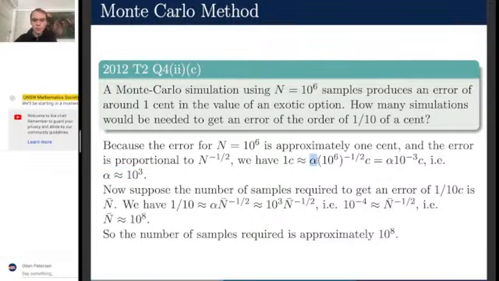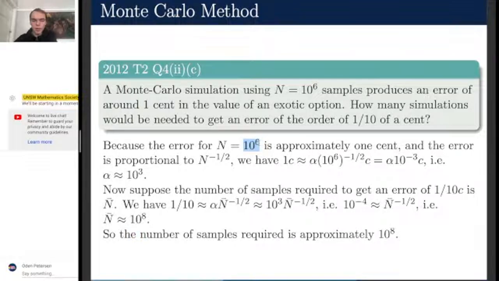And so now we have the constant of proportionality, and we can actually set up another equation, which is just the error that we desire is, well, we know it's proportional to n to the minus a half, where n is this new number of samples that we're trying to find. But because we know the constant of proportionality, we can actually plug it in now. And we can deduce that the new value of n to get an error that's 1/10 of what it was before is 10 to the 8.